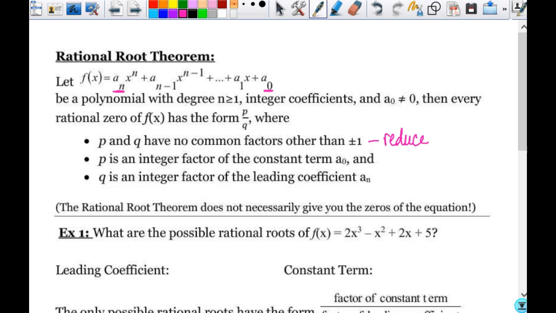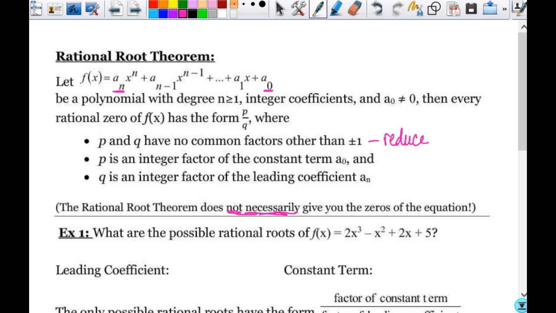Now, the rational root theorem does not necessarily give you the zeros of the equation. It might, but remember, it gives you options. It's only giving us the rational ones. If we also have irrational roots or imaginary roots, those aren't going to show up in what we're doing. So it gets us the rational ones so we can narrow it down some. Today, we're not actually solving anything. We're just figuring out our possibilities and making sense of this stuff. And then tomorrow, we're going to use it to actually solve stuff.